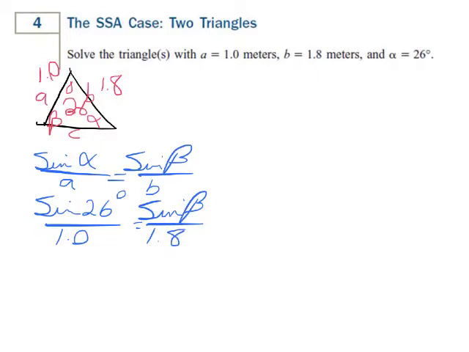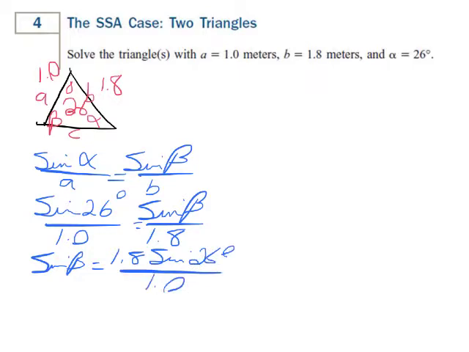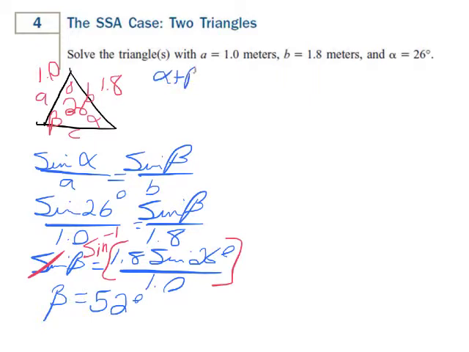Okay, so to solve for the sine of beta, we would have the sine of beta equals 1.8 sine of 26 degrees all over 1.0. We want to get rid of the sine, so we're going to do the inverse. And when you do, you get that beta is equal to 52 degrees. All right, so let's check real quick. Alpha is 26 plus beta, which is 52, which equals 78. So we know we've got one triangle.